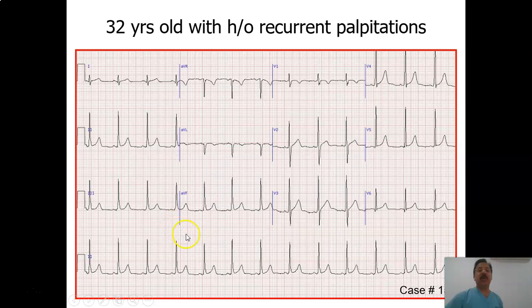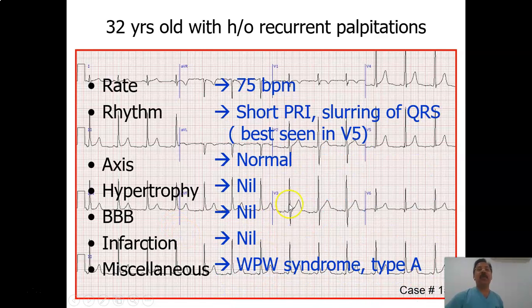It's a difficult ECG, but the ECG findings include a rate of 75 beats per minute, short PR interval, slurring of the QRS complexes, and this is best seen in lead V5, but here in lead 2 and lead 3 also seen. There is no axis deviation, no hypertrophy, no bundle branch block, no ST changes. So this probably looks like WPW syndrome, and as the complexes are positive in V1 and V2, this is type A WPW syndrome.